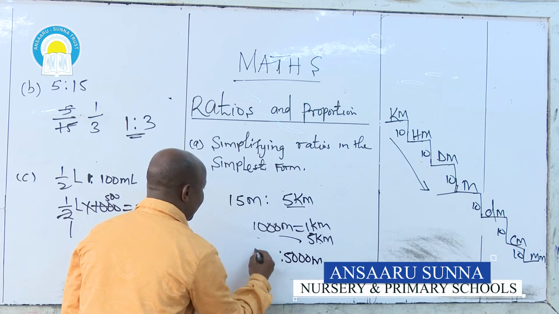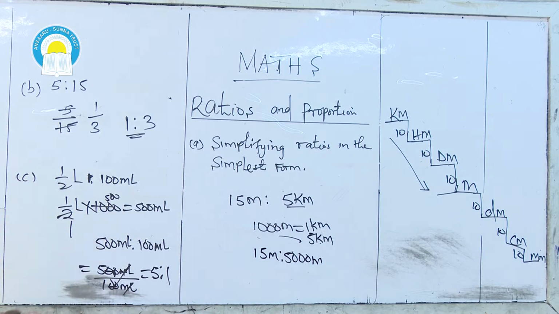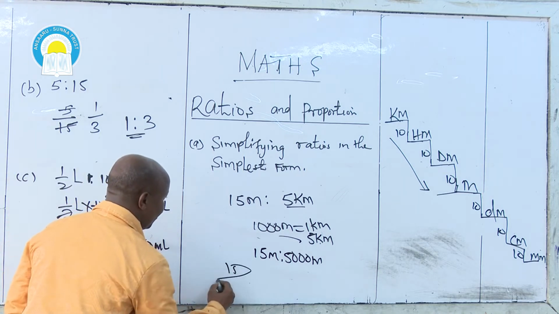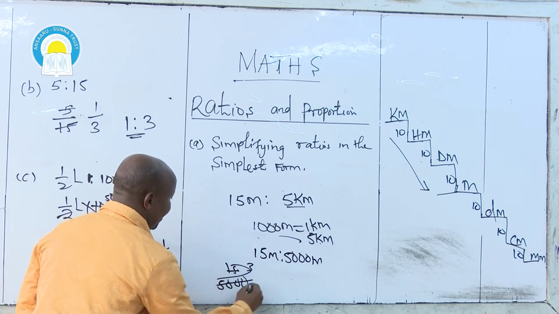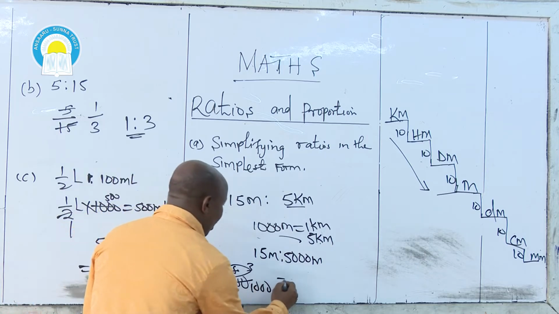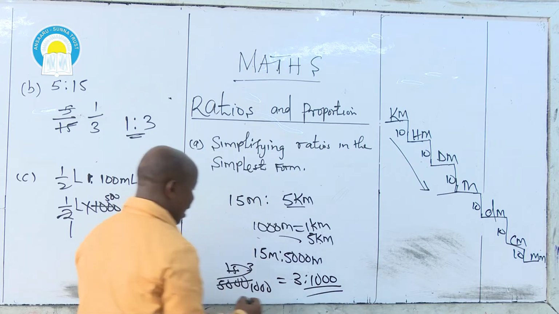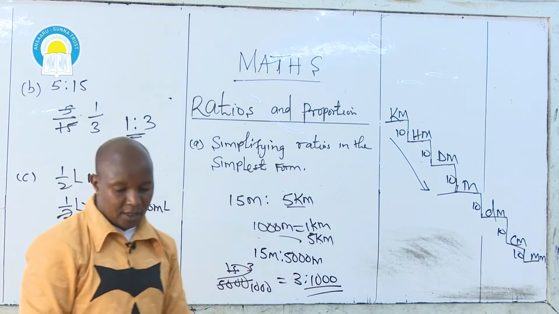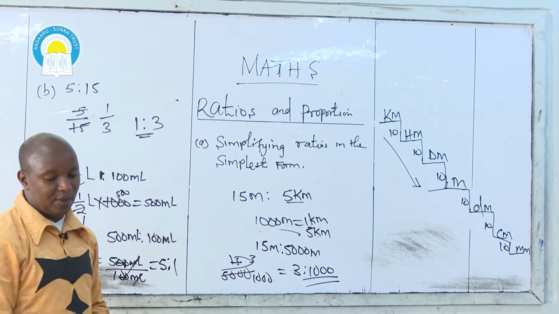So now I have 15 meters and 5,000 meters. From there, I can write it as a fraction, 15 over 5,000, which is equivalent, dividing by 5, to 3. By 5 you get 1,000. Because 3 cannot divide 1,000, the answer as a ratio will be 3 is to 1,000. That's how you write fractions, and that's how you write ratios in the simplest form.